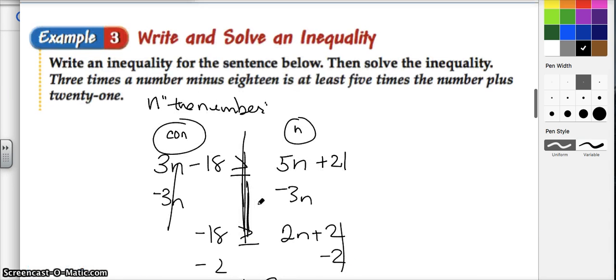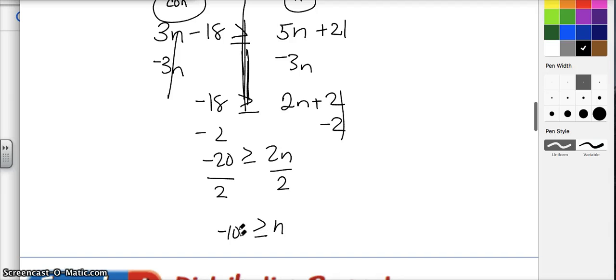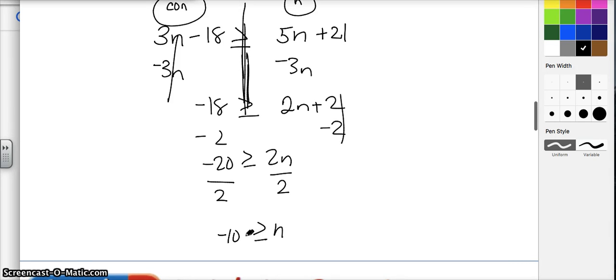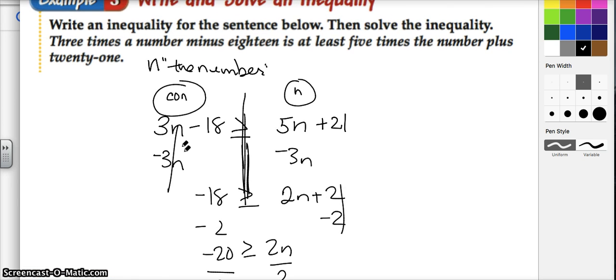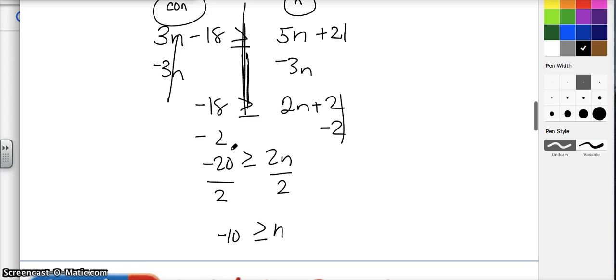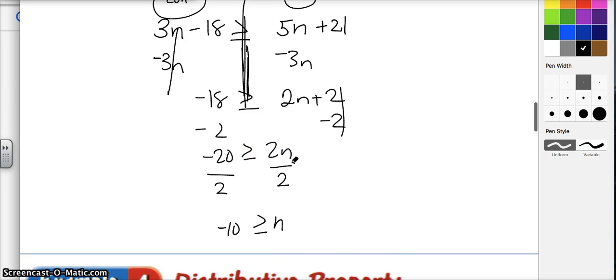Did they ask us to check it? We could. If we were to check it, we would choose a number that is equal to or less than negative 10, plug it into both sides of the inequality, and I would see that it satisfies the inequality as it stands there.